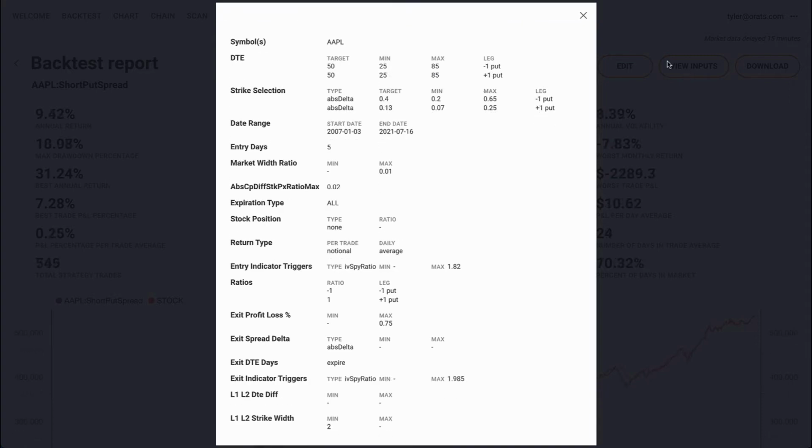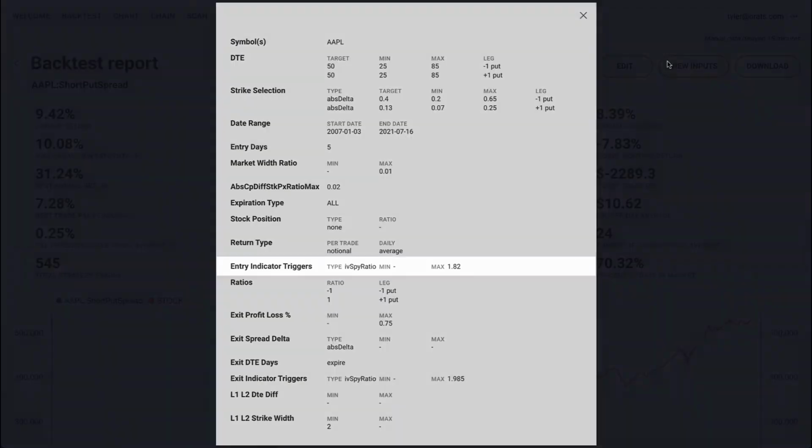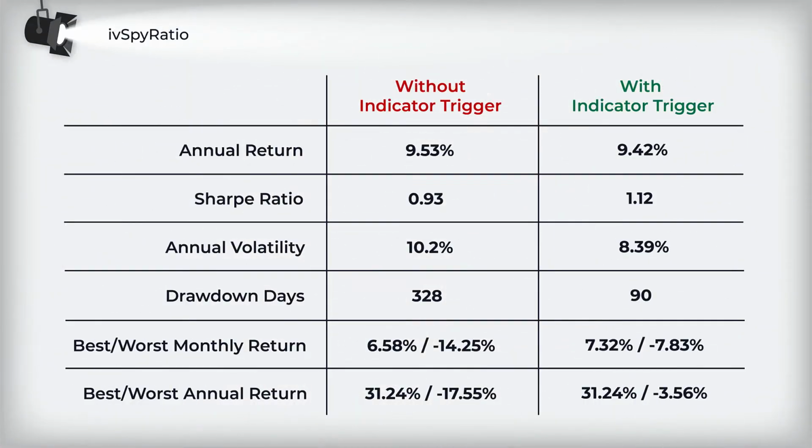I ran another backtest with the same parameters, but added the ivSpyRatio indicator trigger to help filter out bad trades. The strategy ended up having nearly the same annual return, but with a far better Sharpe ratio, lower volatility, and fewer drawdown days. It also saw improvements in best and worst monthly and annual returns.